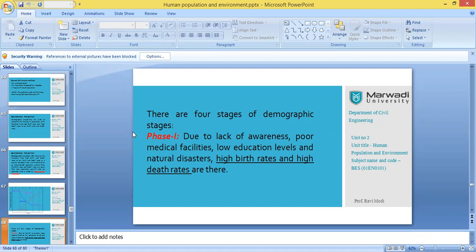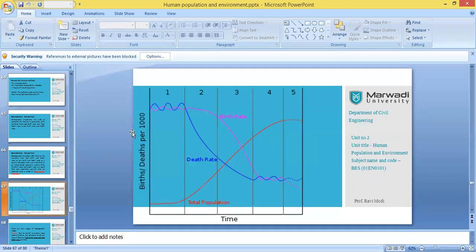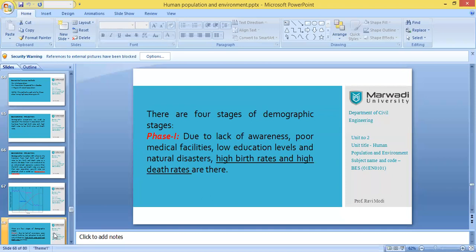So due to lack of awareness, poor medical facilities, low education levels, and natural disasters, all these things were present 2 centuries back, 200 years back. So high birth rate and high death rates were there. That is what is represented in this phase one. You did not have control over the death rate at that time, and the birth rate was already high. So that is generally representing phase number one.